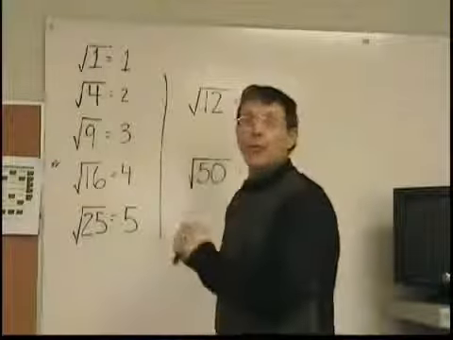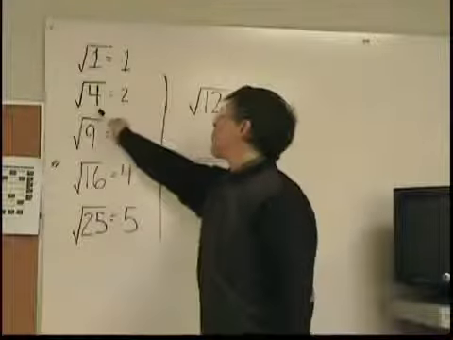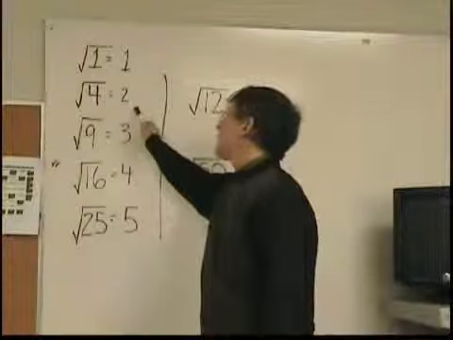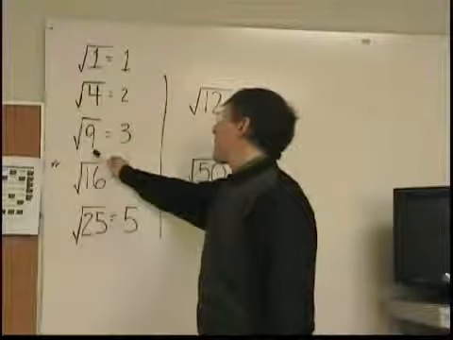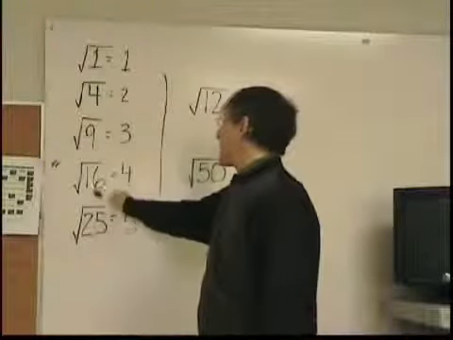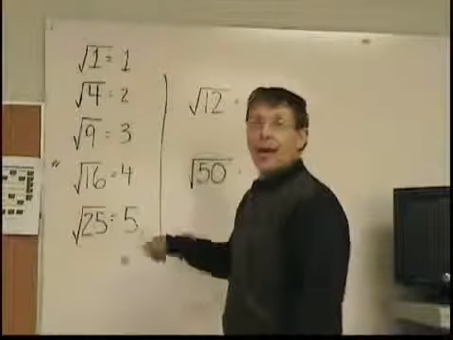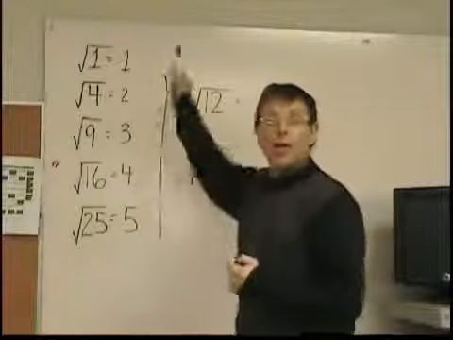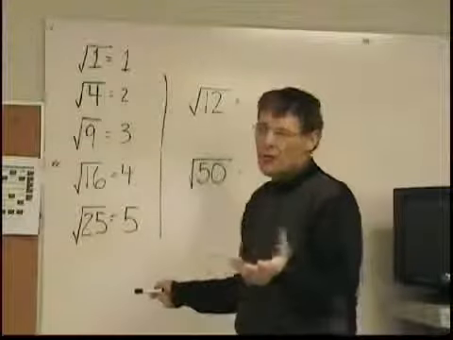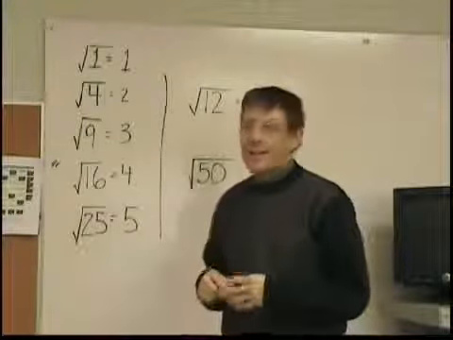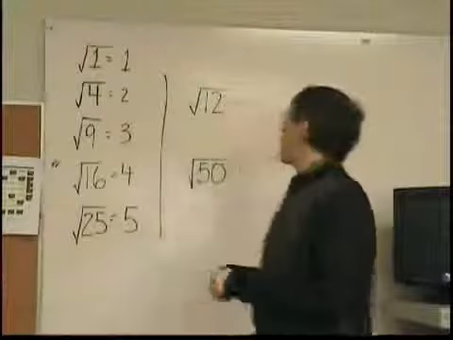So the square root of 1 is 1. The square root of 4 is 2. The square root of 9 is 3. The square root of 16 is 4. The square root of 25 is 5. And remember, it's important to know your square root numbers through at least the square root of 20. If you can, make yourself a list.